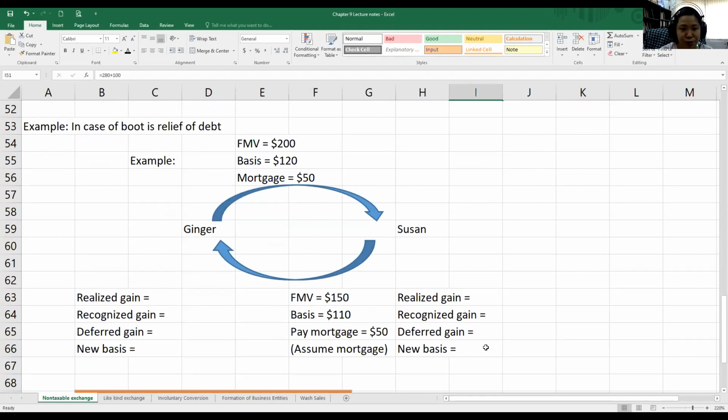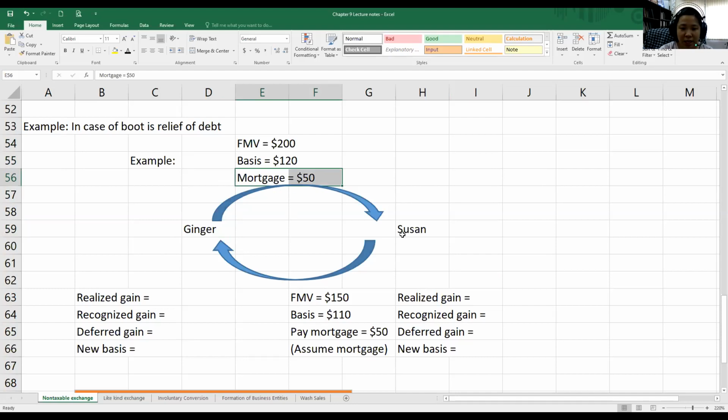In this example, I have Susan and Ginger. Ginger and Susan are exchanging property. Ginger has a property that has fair market value of 200, basis 120, and mortgage of 50. The mortgage on the property means Ginger has a debt of $50 on this property.